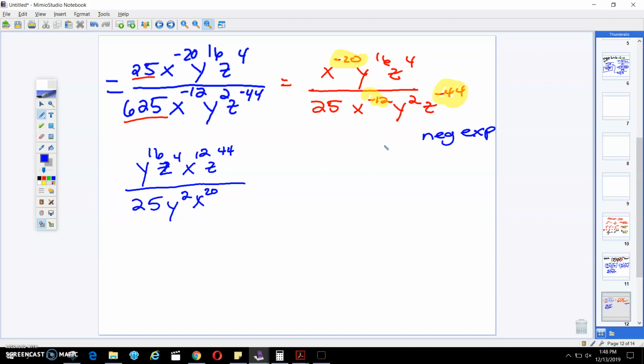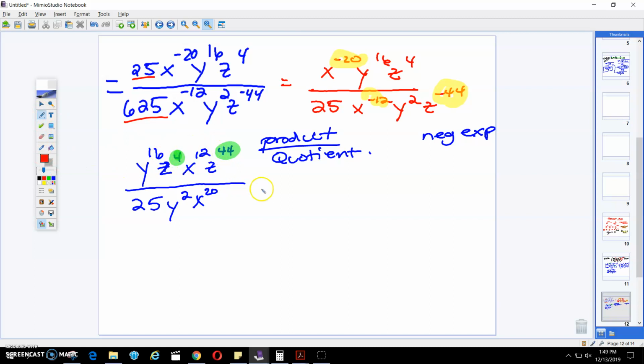That's step 5. Step 6 says to combine all your bases, right? So this is going to be a combination of the product rule as well as the quotient rule. Okay, so we're going to look at our exponents. If they are the same base and they're on the same side of the division line, then we're going to use the product rule. That means we're going to add those exponents together.